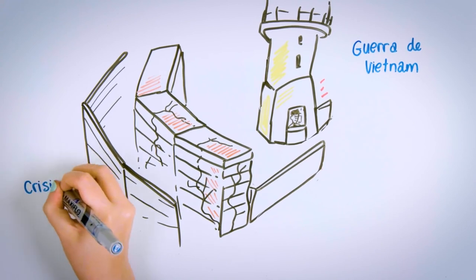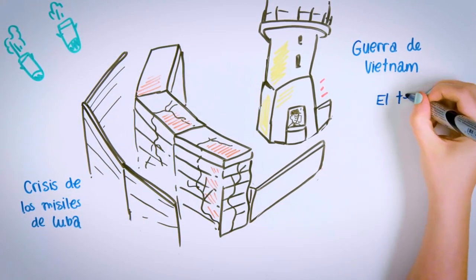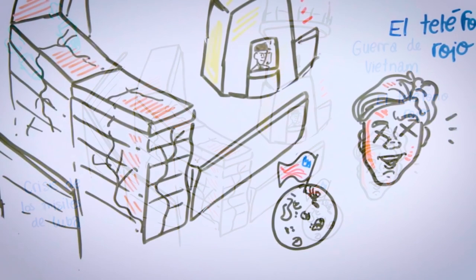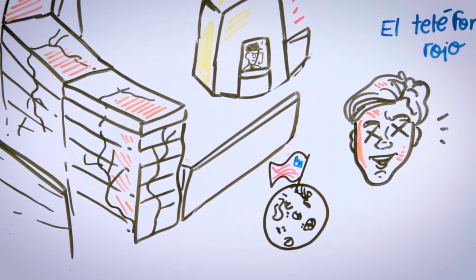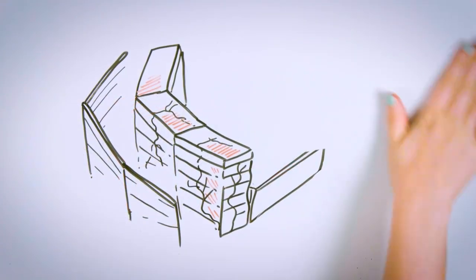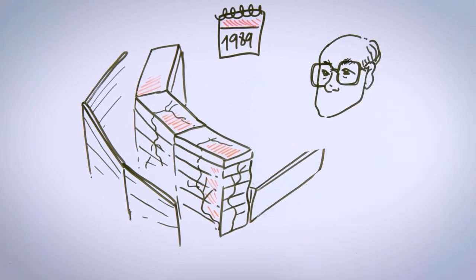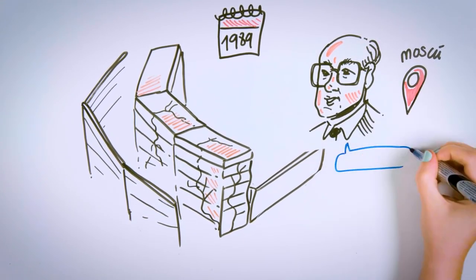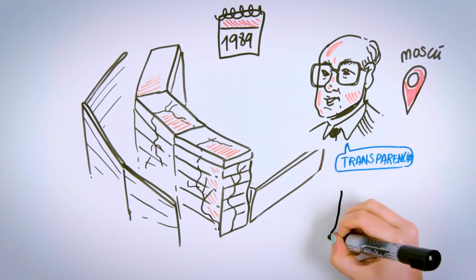Throughout its 28 years, other events developed, such as the Vietnam War, the Cuban Missile Crisis, the Red Phone, Kennedy's death, and the landing of the United States on the moon, causing, by the end of the 1980s, an emerging economic crisis. The differences between the capitalist and communist worlds were even more evident. So in 1989 in Moscow, it was Mikhail Gorbachev's turn, who was General Secretary of the Communist Party, implemented numerous reforms in the policies of the USSR, betting on the transparency of the country and its satellite states.